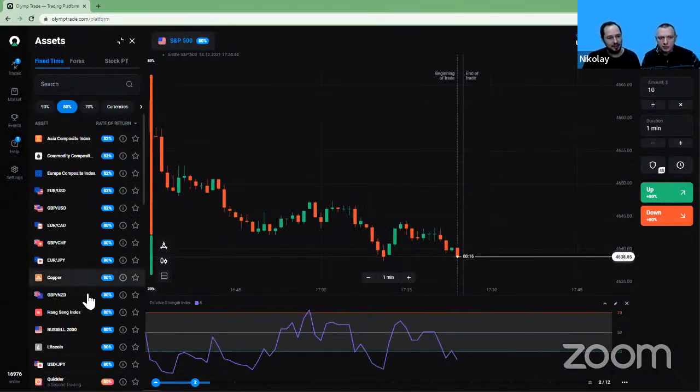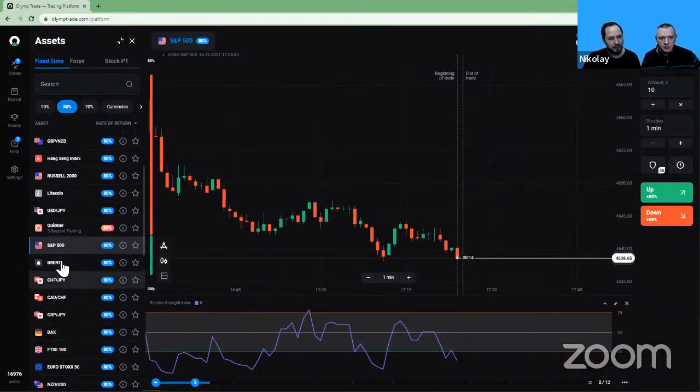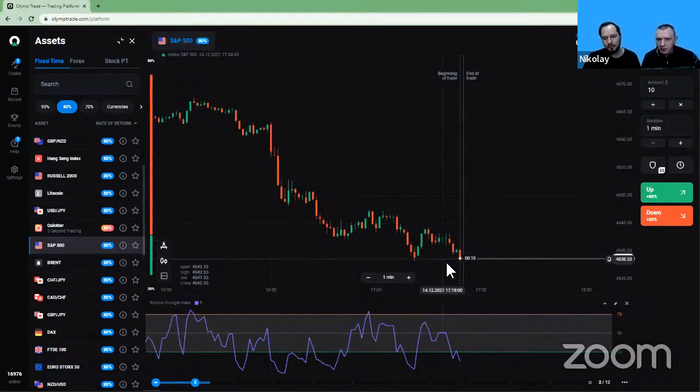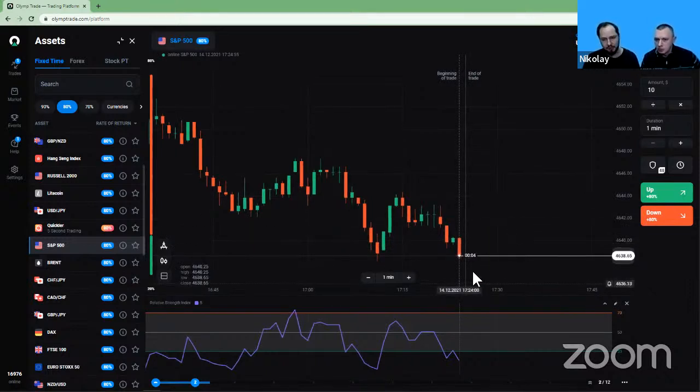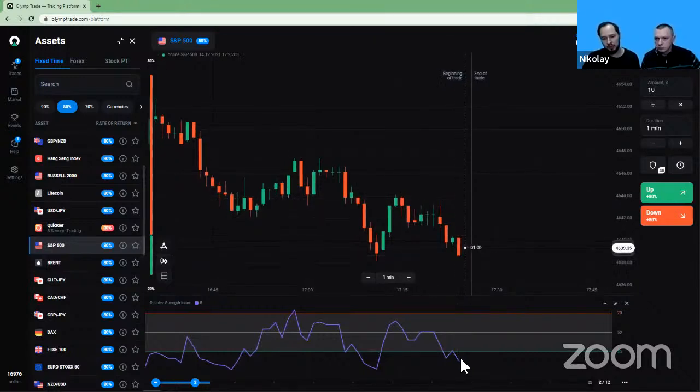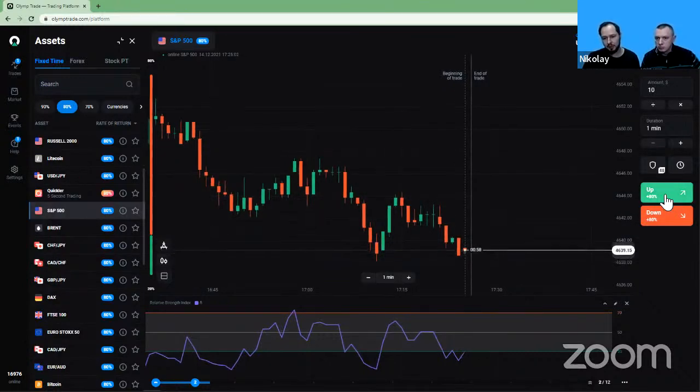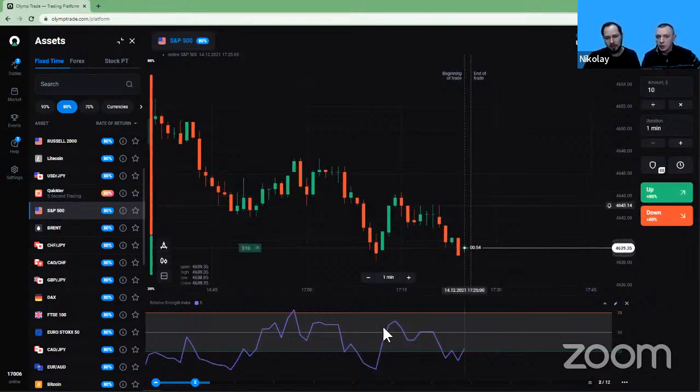Okay. Let's continue. S&P 500. Brent oil. Okay, well, S&P 500 is oversold right now on the 1 minute time frame. If it reverses a little bit, if it's trying to get up, there will be a signal. So we need to wait a little bit. I guess you cannot open. Oh no, you can. Yeah, let's try it.